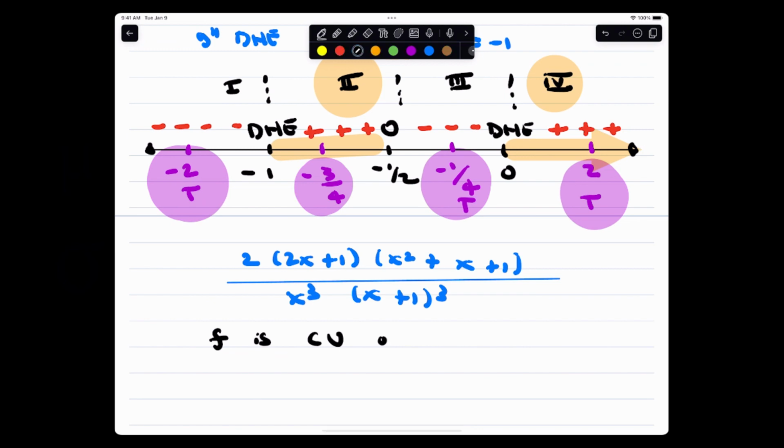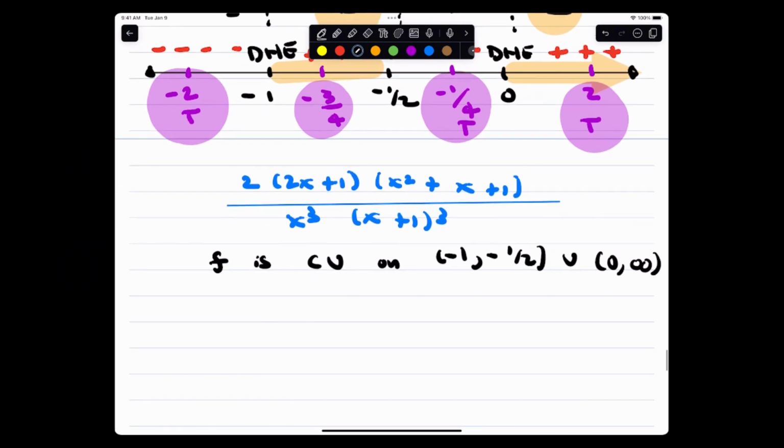Concave up on intervals -1 to -1/2, union 0 to what? Infinity. Okay, are we reading that correctly? Right, why don't we include those endpoints? Because the second derivative is not positive at those endpoints. Okay, so that's concave up. Now, what's the next one?